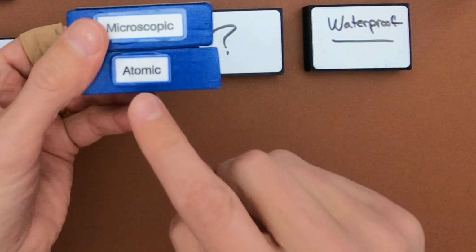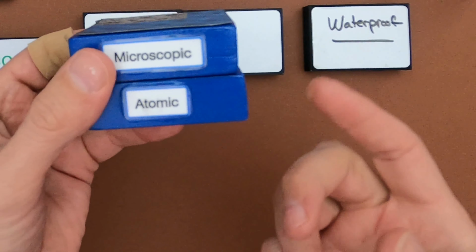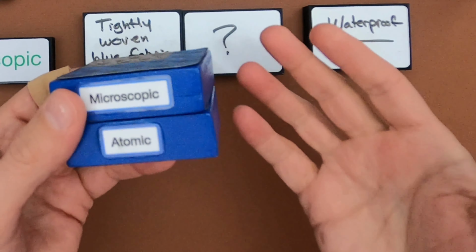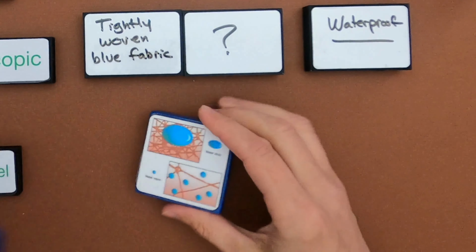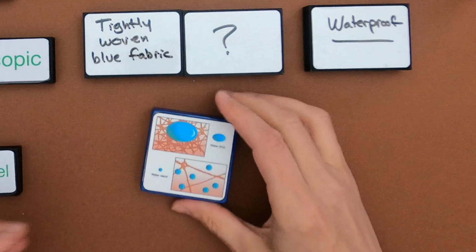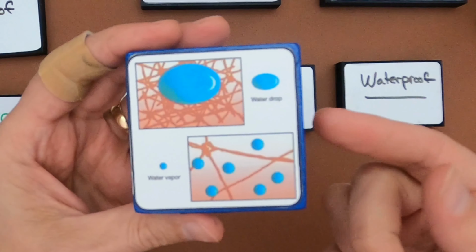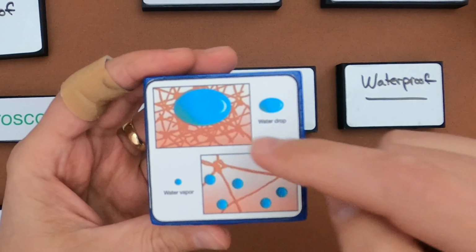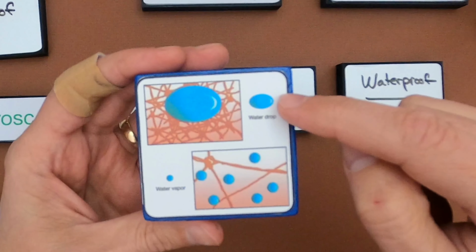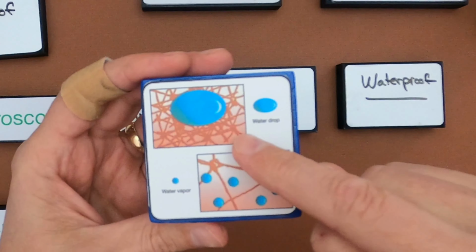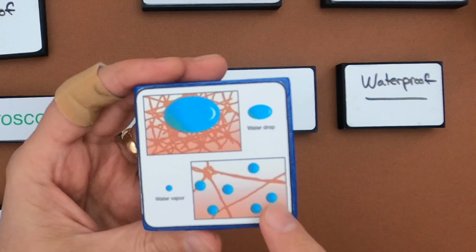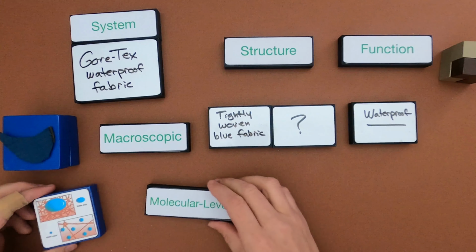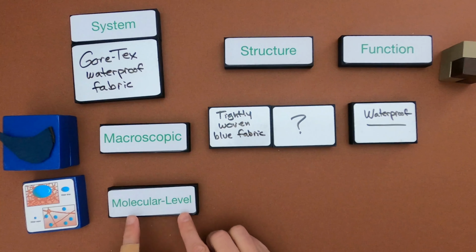So now we have to go to the atomic level. A lot of the time to go to the atomic level, you have to get a model or an image from the internet to figure out what's going on. And that's what I did. This is a model of how Gore-Tex works, and this would be at the molecular level. In the first model I have a water drop, and then it looks like there's this lattice of all these fibers, and then there's water vapor. Now that I have that, I have a way to start thinking about what's going on as far as structure and function at the molecular level.